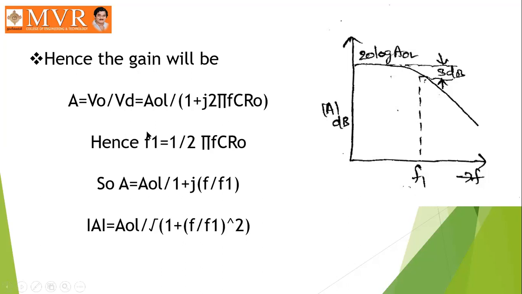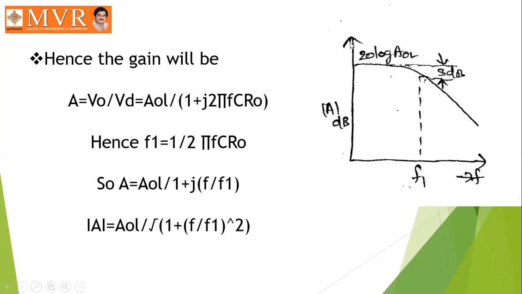This F1, the frequency F1, depends upon 1 by 2 pi fC into R naught. So we replace 2 pi fC into R naught with F1. Then A will become AOL divided by 1 plus j into F by F1. If we consider the magnitude of the gain, then it will be AOL divided by root of 1 plus F by F1 whole square. So this is the corner frequency F1.